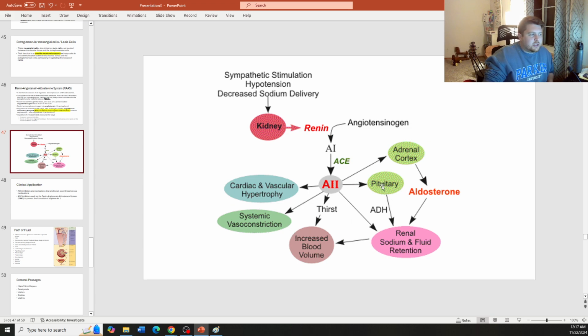There's a lot more stuff that happens with this as well. It affects the pituitary gland. It affects the heart and the vascular system. It affects the thirst response, all these kind of things. But the renin, angiotensin, aldosterone system is kind of what we focus on for a lot of the kidney stuff.